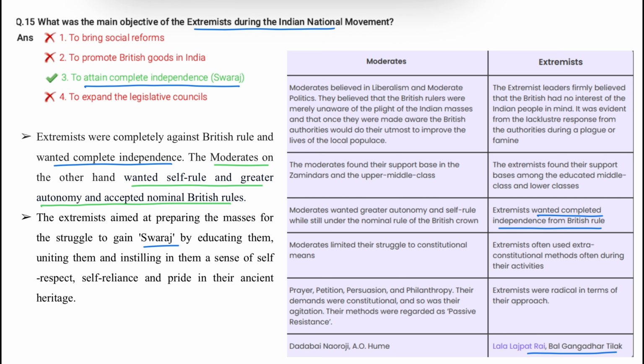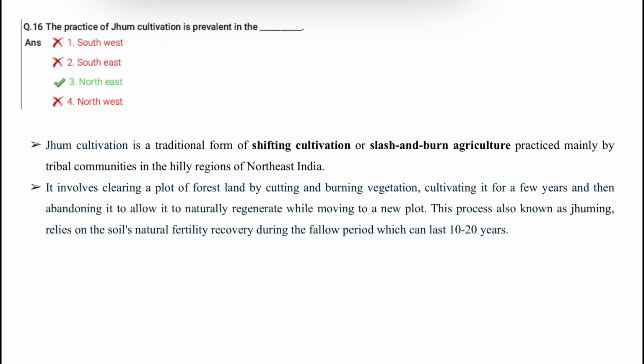Extremist leaders firmly believed that the British had no interest of Indian people in mind. It was evident from the lackluster response from the authorities during the plague or famine. Extremists found their support bases among the educated middle class and lower classes. Extremists often used extra constitutional methods during their activities. Extremists were radical in terms of their approach. Correct answer option 3. Next question.